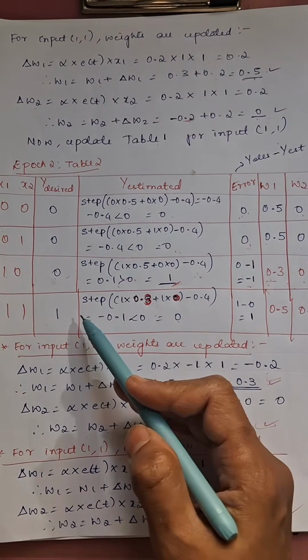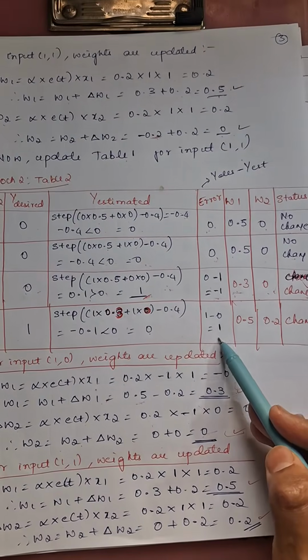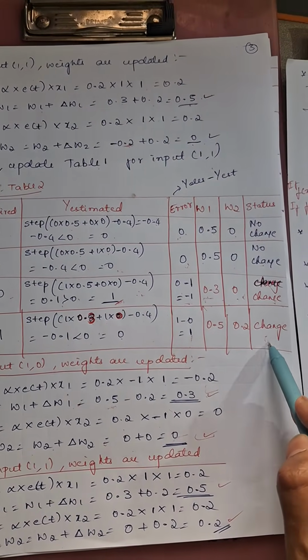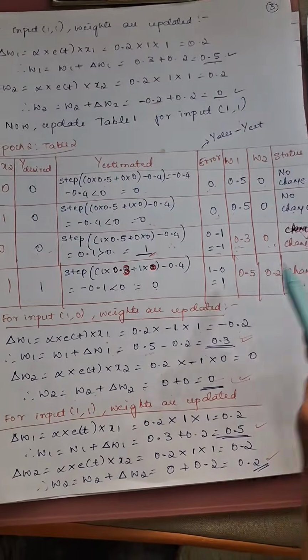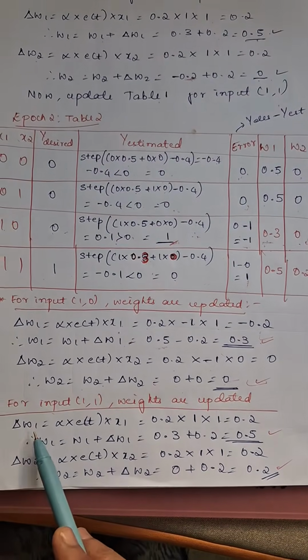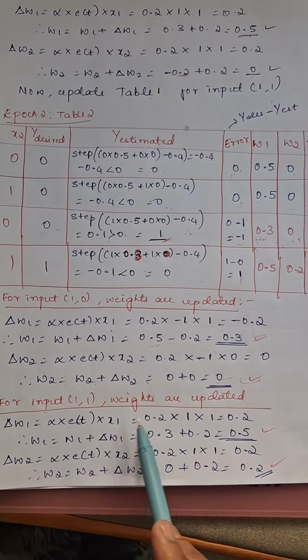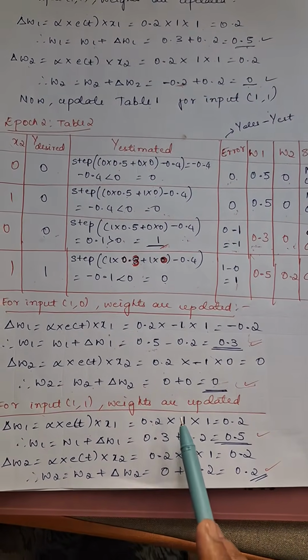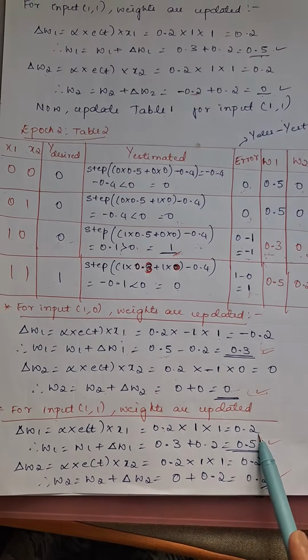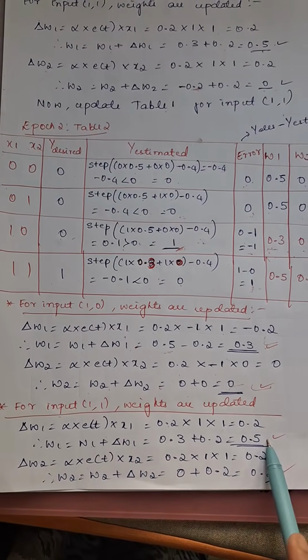Now what is the error? 1 minus 0, 1. Again I am getting error as 1. It is positive. So that means I have to update my weights. So right here there is a change. Again update the weights. For input 1, 1, weights are updated in the same way. Delta W1 is equal to alpha into E of t into x1. So alpha is 0.2 into error 1 into x1 which is 1. So 0.2. Add this to W1, I am getting 0.5.